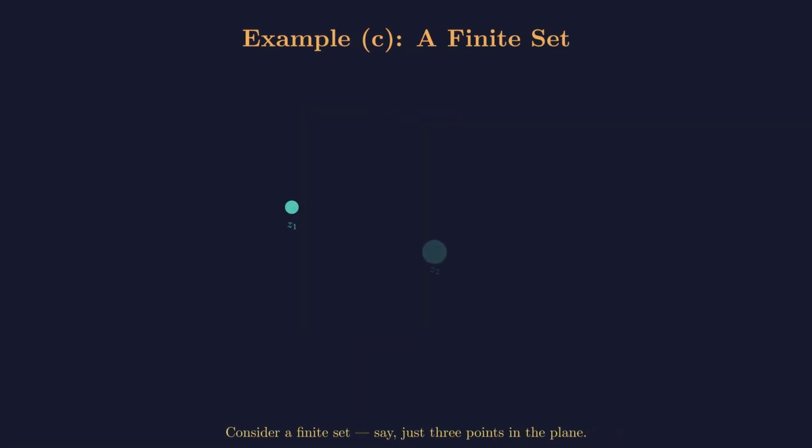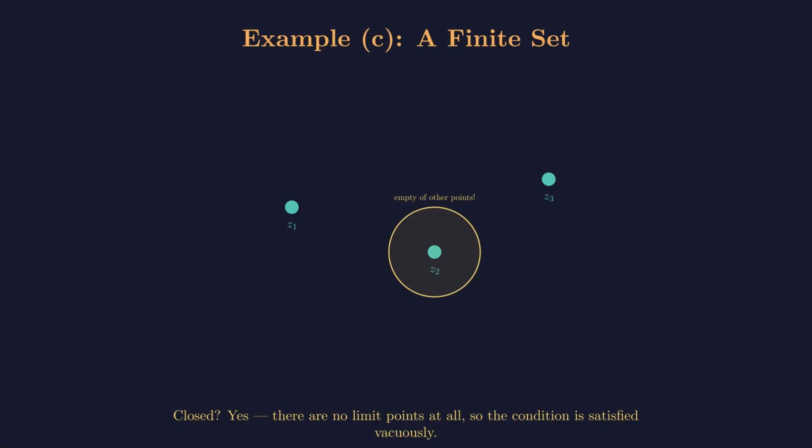Example C, a finite set, just 3 points in the plane. There are no limit points at all, so the set is closed vacuously. But it's not open. Every point is isolated, with no neighborhood that stays inside the set. Bounded? Yes. Perfect? No, since every point is isolated.